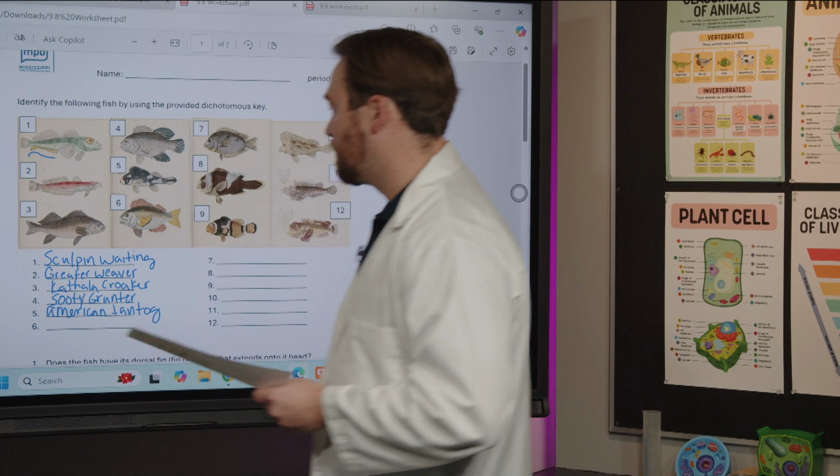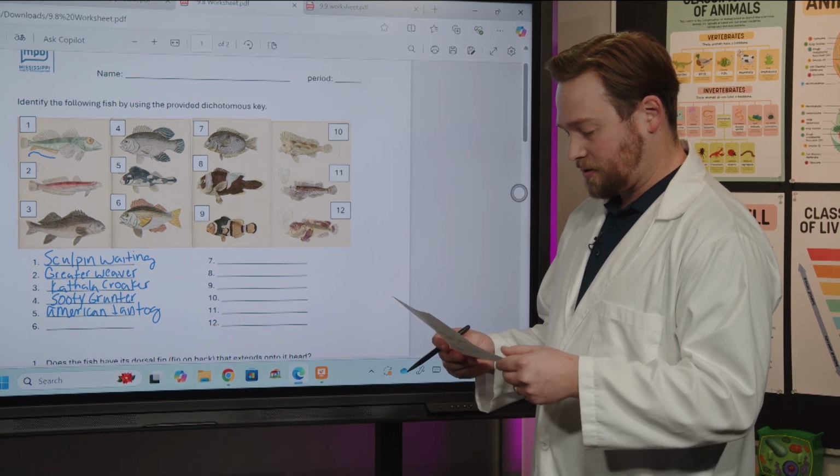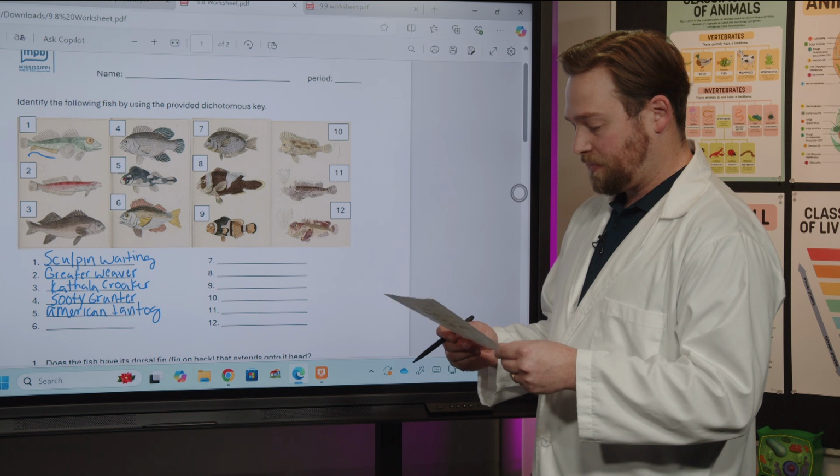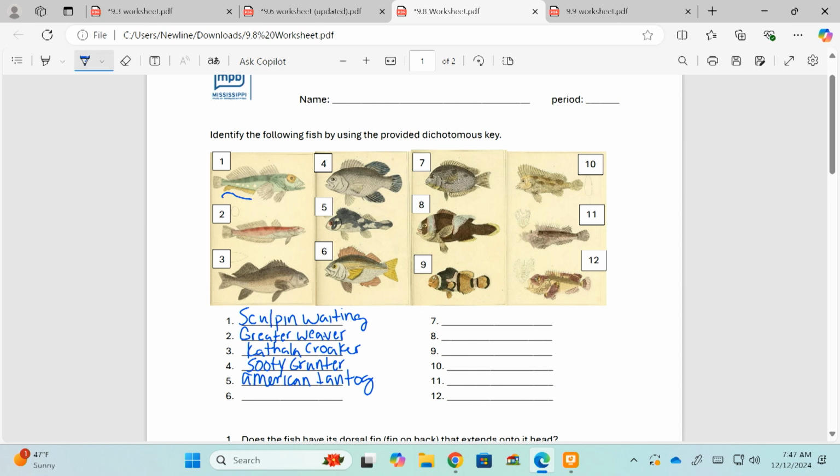All right, great. So we'll keep this going. We're almost halfway through with these. So let's look at 6. For number 1, dorsal fin onto its head, no, so we'll go to 2. Does it have yellow fins? It does. So if yes, it tells us to go to 10. So we'll flip it over to the back to go to 10. Is the fish green? No. Go to 11. Does the fish have yellow and red fins? It does have yellow and red fins, so this is a Toronto grunt.